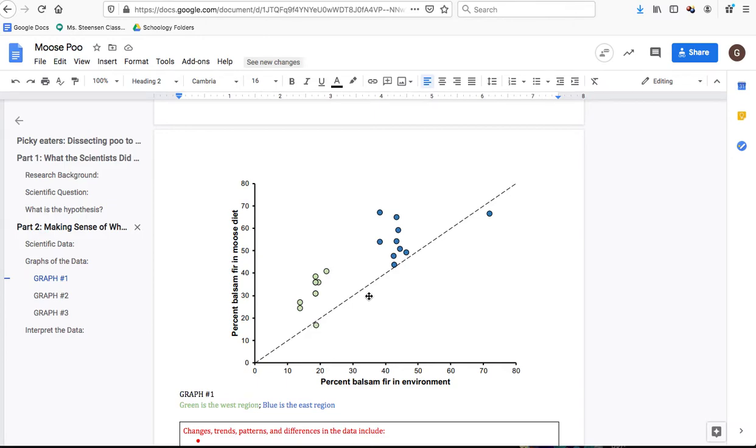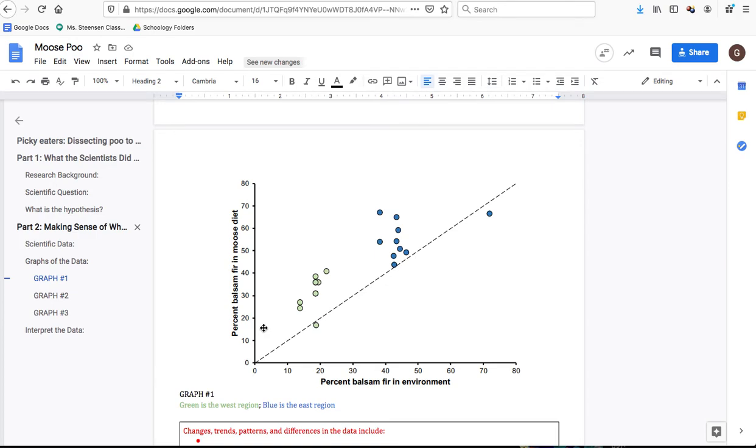Whereas if you look at, let's say, this one, right? In this case, there was 40% balsam fir in the environment. That is, 40% of the plants were balsam fir. But of the things the moose ate, 70% was balsam fir. So they ate a lot of it. They ate a higher percentage of it than the percentage that was present in the area.